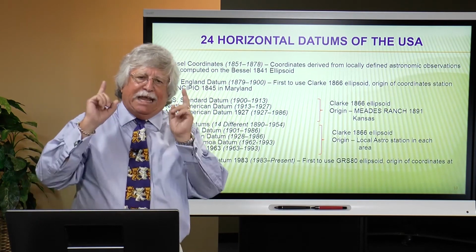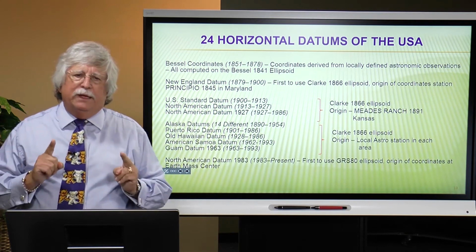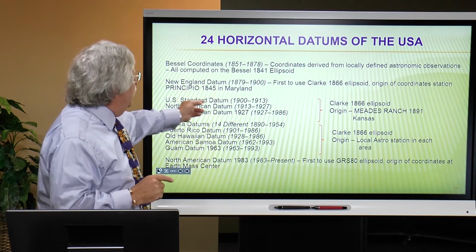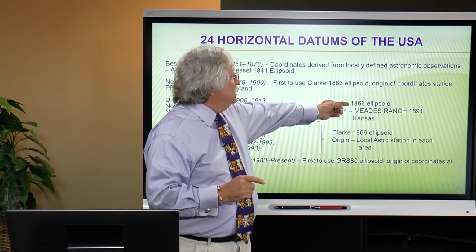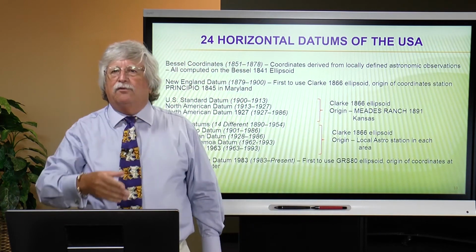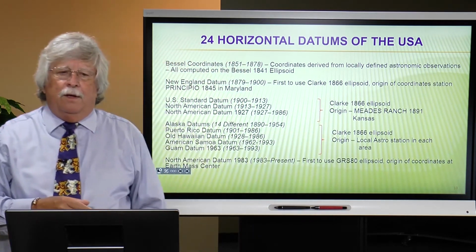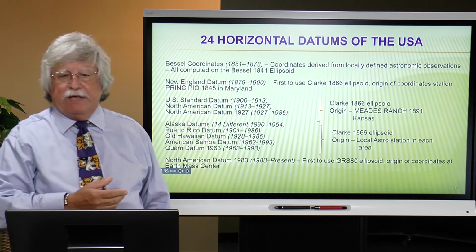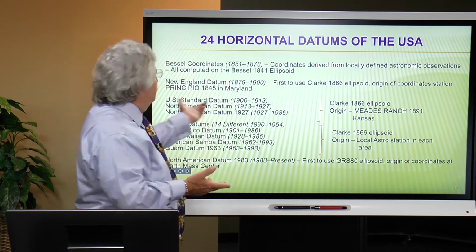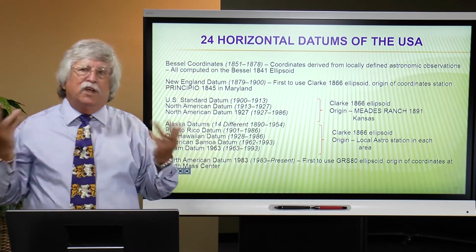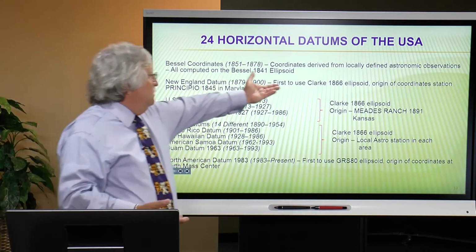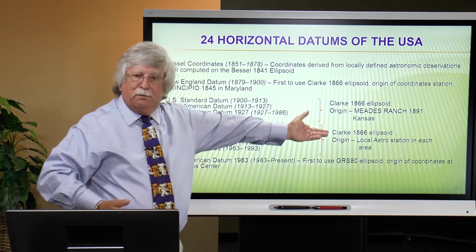The first national horizontal datum for the United States appears in 1900. It's referred to as the U.S. Standard Datum, and it's using Clarke 1866. Its origin is Meades Ranch, and its orientation is that azimuth to Station Waldo. In reasonably short order, it is also adopted by the Canadians in 1913. So the name has changed. There's no change in coordinates, it's just a change in name. It becomes the North American datum, again, Clarke 1866, origin at Meades Ranch.